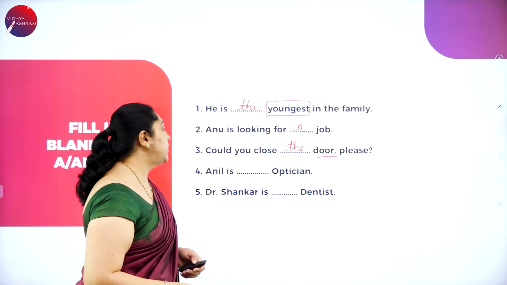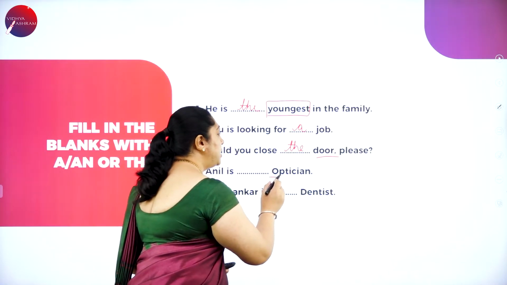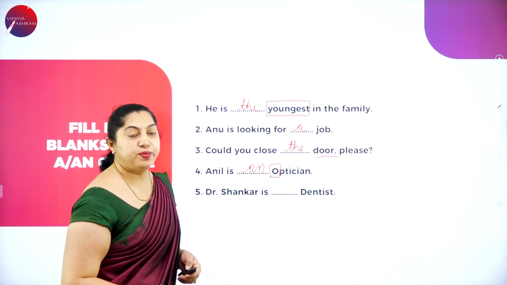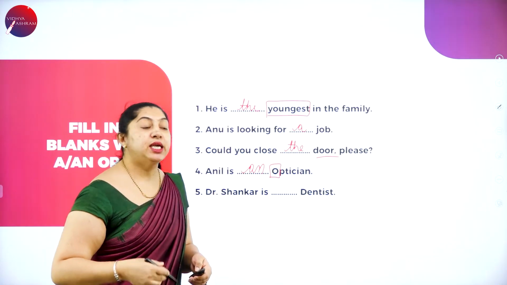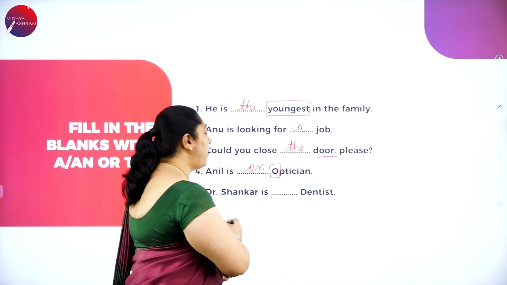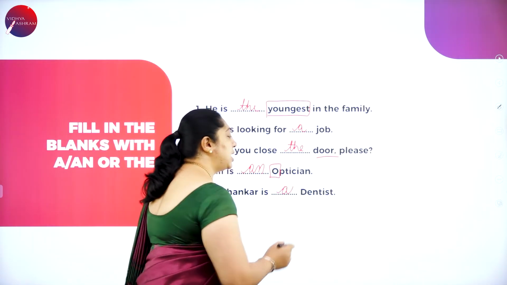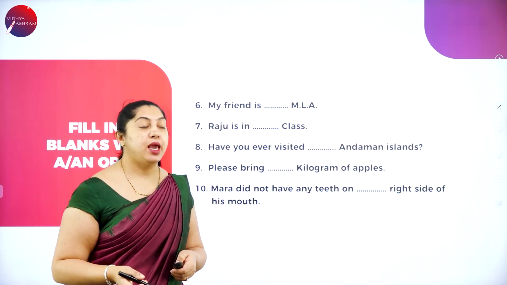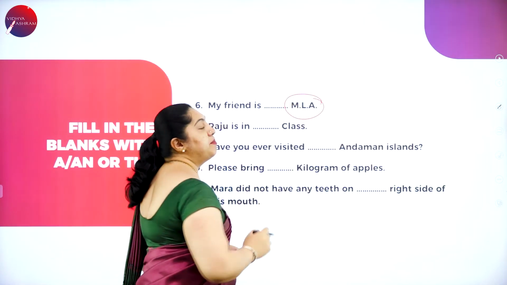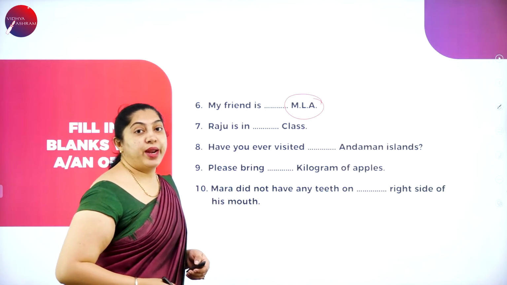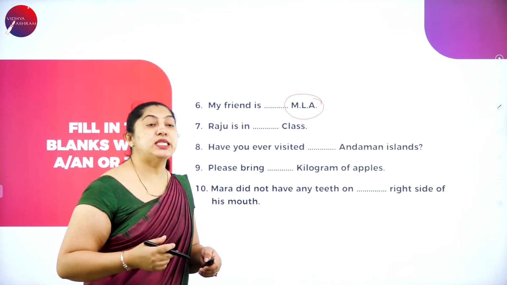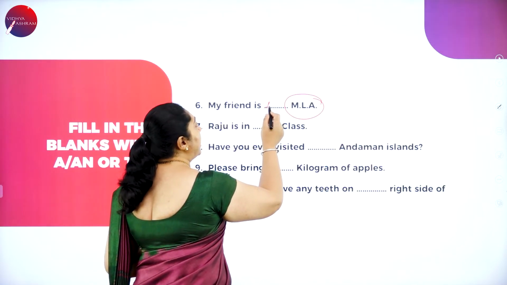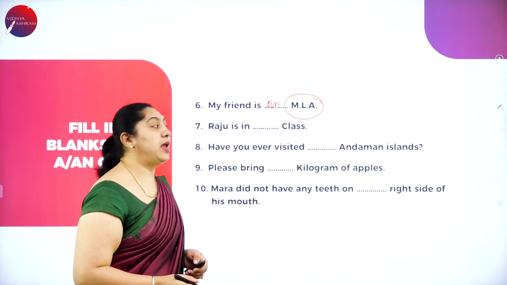Anil is dash optician. Here O is a vowel letter, so we use the article an. Anil is an optician. Dr. Shankar is dash dentist. Here talking about one singular person. So Dr. Shankar is a dentist. Next one. My friend is dash MLA. Here most of the students make mistakes while writing the answer for this. When I say MLA, it sounds like A. So you use the article an here, an MLA.